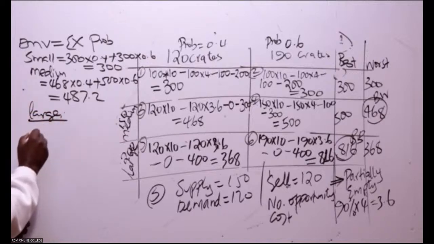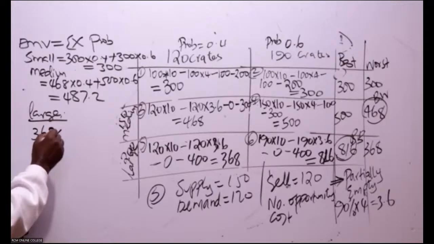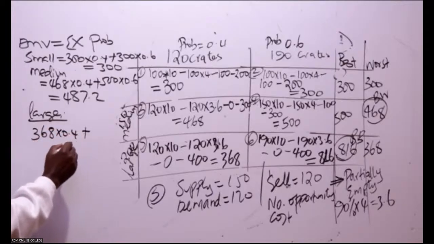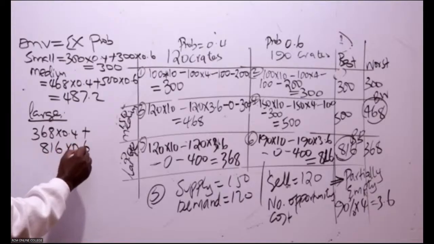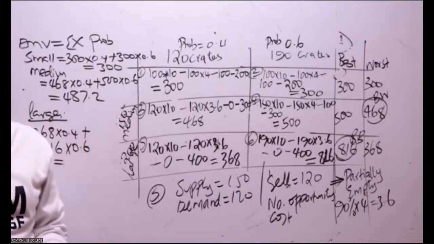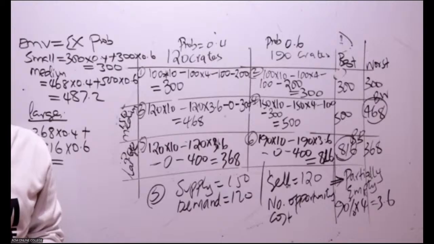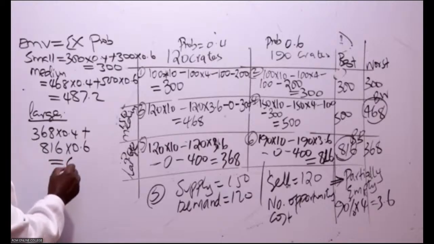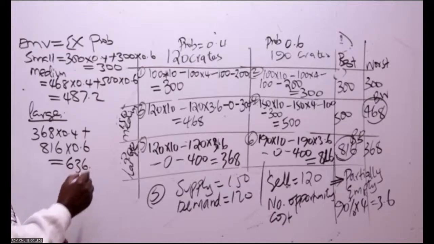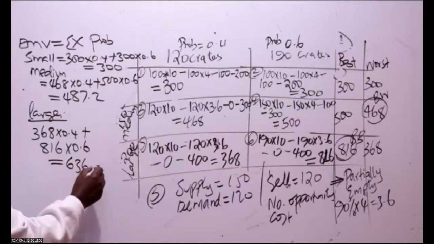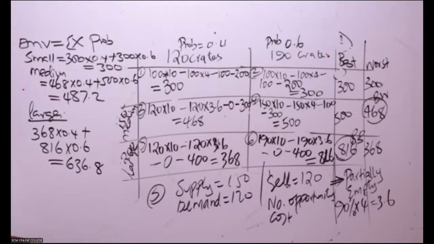For large, what do we have here? 368 times 0.4 plus 816 times 0.6, which will end up giving us what figure? 636.8. Thank you so much.